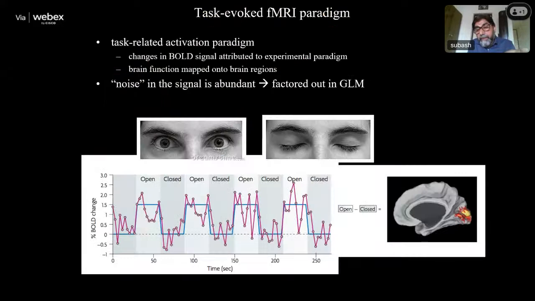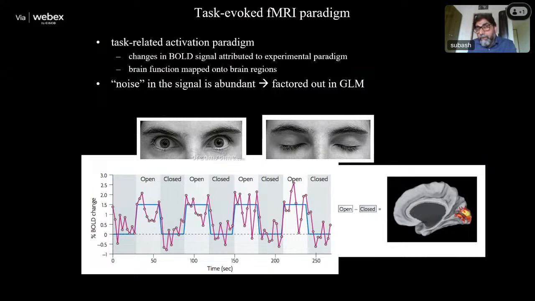Similarly, if you do an experiment with eyes open and eyes closed, this is resting when eyes are closed. When eyes are open, this is the signal change. You can see how the signal changes from eyes closed to eyes open, and these are 3 to 5% signal changes. After you process the signal, open minus close, you can see the region of occipital cortex, which is responsible for vision. You can see the brain activity in that region. In a similar way you can perform any experiment depending on the research question.